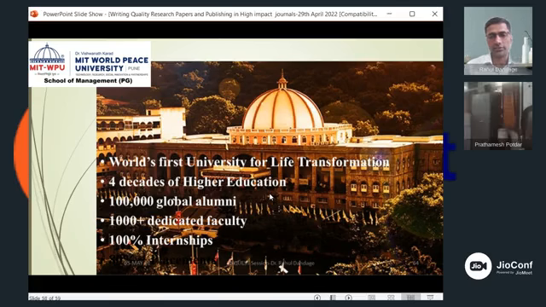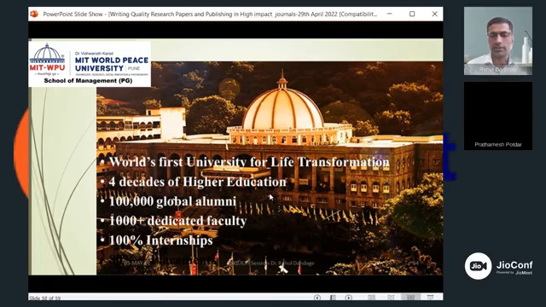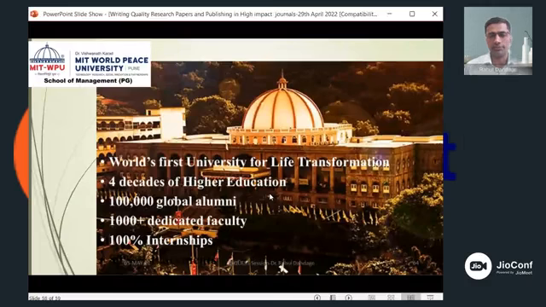More than 40 years of existence, more than 1 lakh alumni at global level, 1,000 plus dedicated faculty, and the specialty is 100% students are provided with internship opportunities.